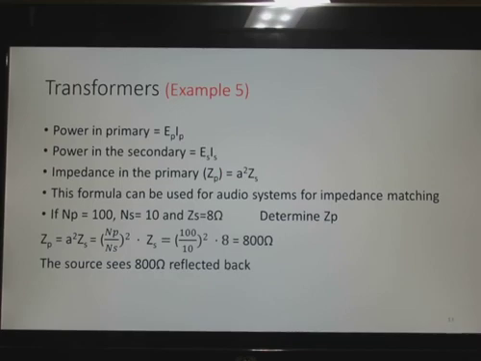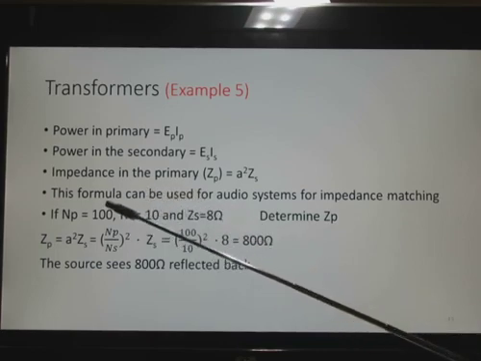The reflected impedance is often referred to as ZP in this equation here. If the load is capacitive or inductive, so is the reflective impedance. Keep that in mind. Also, power in is equal to power out under ideal conditions. Let's go over this example here.